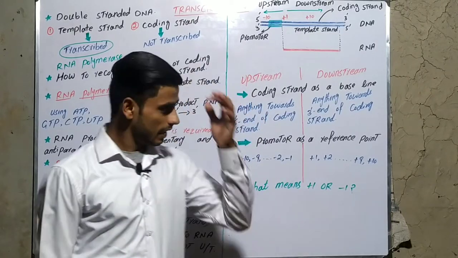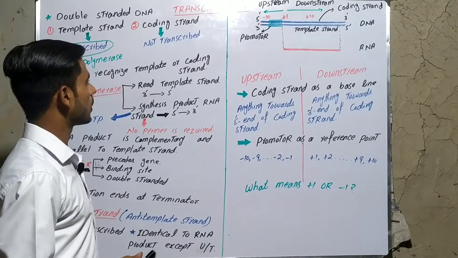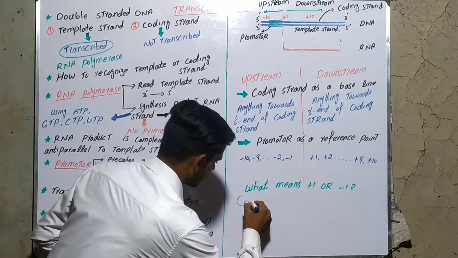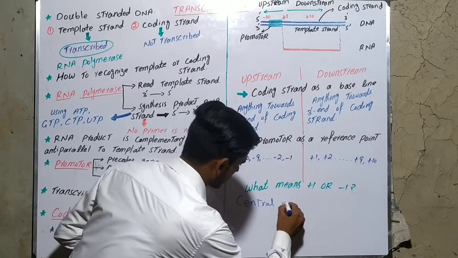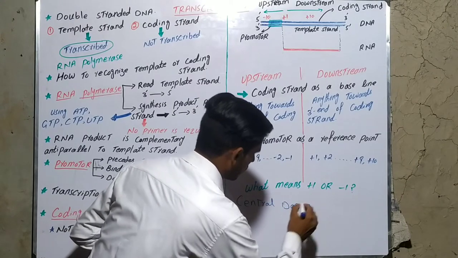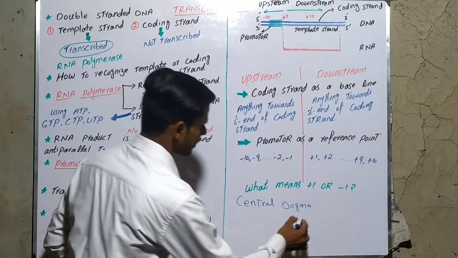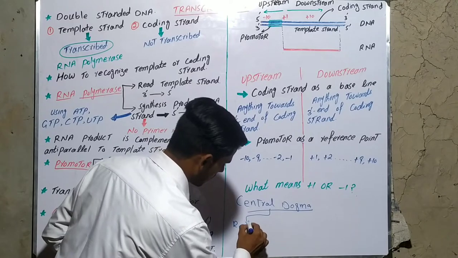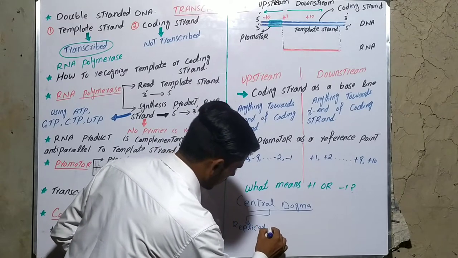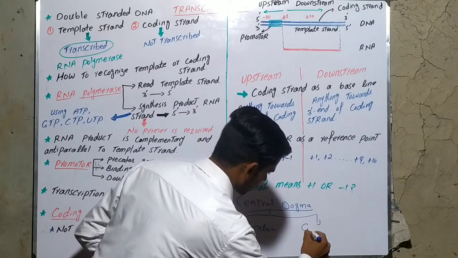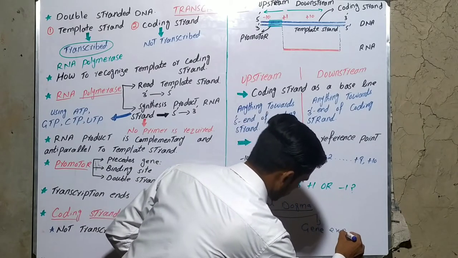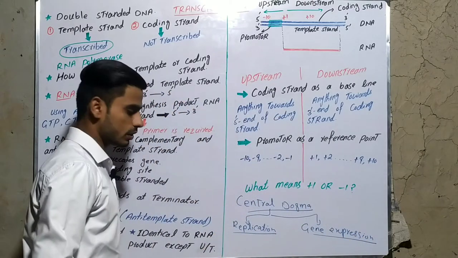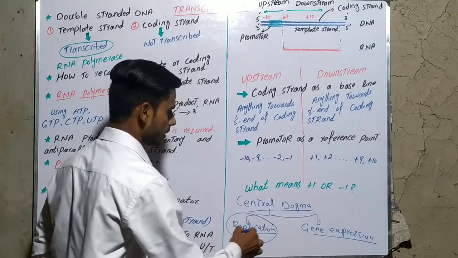So welcome back. As you know, we were discussing the biochemistry central dogma in the previous lecture. Central dogma consists of two things. The first one is DNA replication, and the second is gene expression. In the previous chapter we discussed DNA replication, so that is okay.